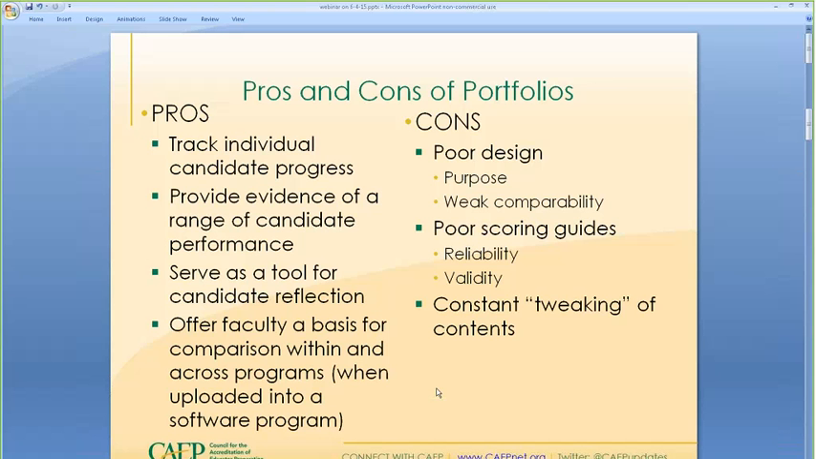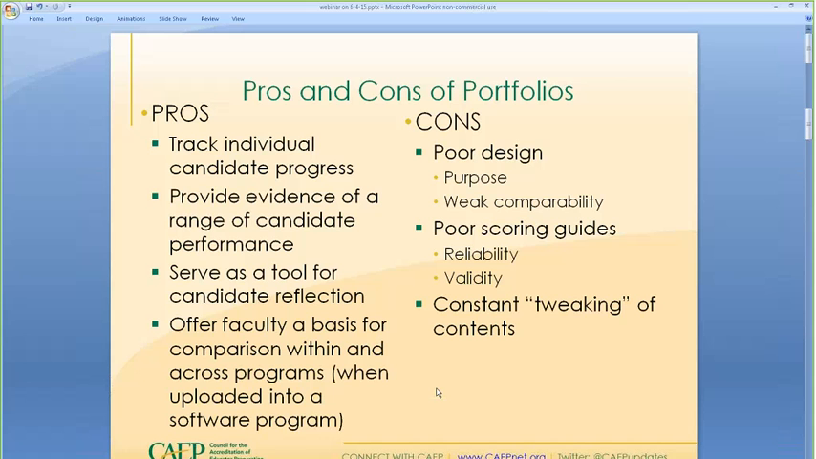Most often, portfolios have been used for candidate reflection, a collection of artifacts, and at certain points they reflect on their learning, or they reflect on their preparation embedded in those artifacts, or as a result of those artifacts, as a sort of summative culminating presentation or project. And so we're going to talk a little bit about reflection and using a rubric or scoring guide for candidate reflection.